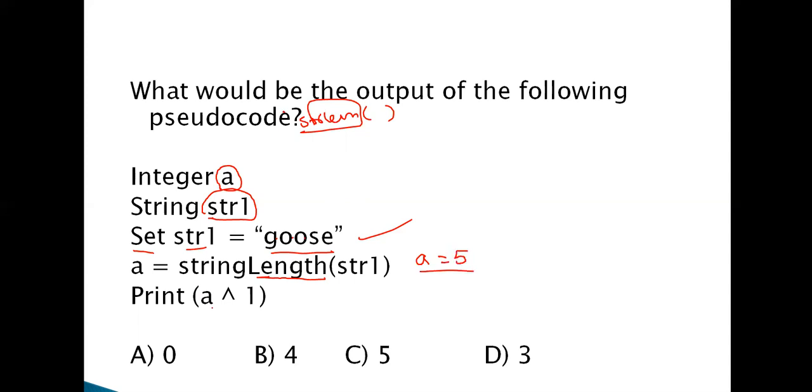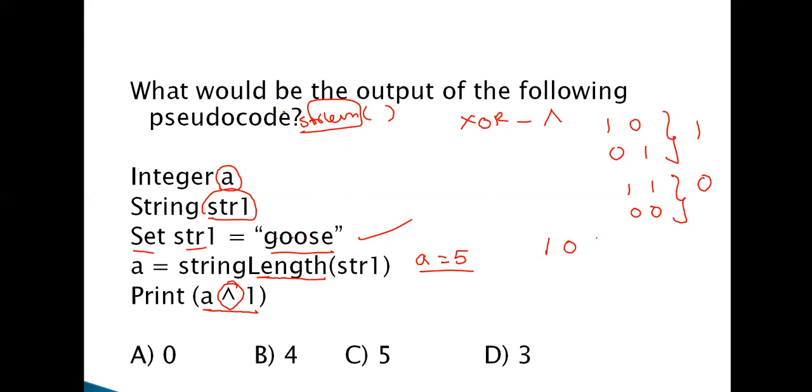But in the printf statement, observe A, the symbol is XOR. I think everyone knows XOR. What is the result? 1 and 0 gives 1. 1 and 1 gives 0. If the two bits are the same, the result is 0. If the two bits are different, the result is 1. Similarly, A is equal to 5. This is the binary representation of 5. XOR with 1. So 1, 0, 0.